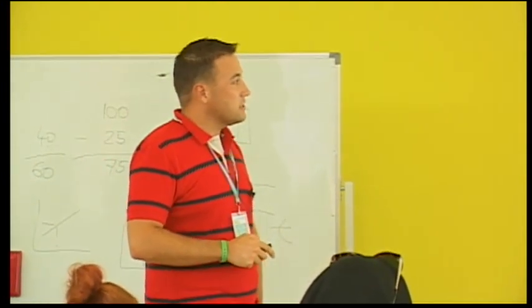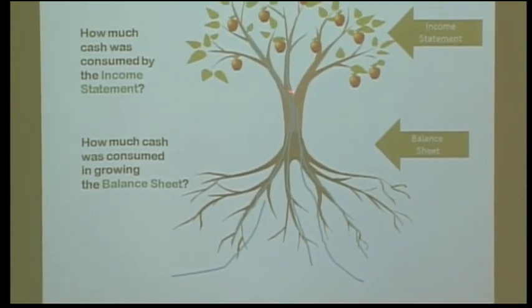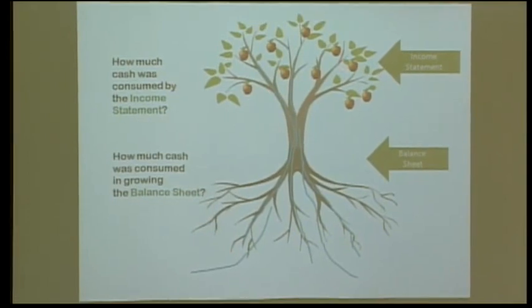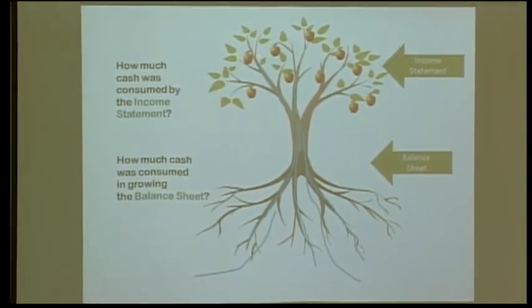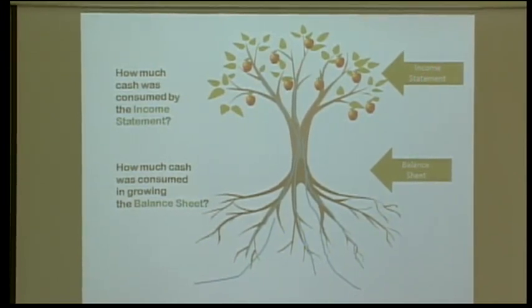The main questions are here. How much cash was consumed by the income statement? It means the income statement is your fruits, your apples, your business. Your apples are part of your income statement. Think about your revenues, think about your costs, think about your cost of amortization. Amortization is connected to the balance sheet. Two statements: balance sheet and PL statement.